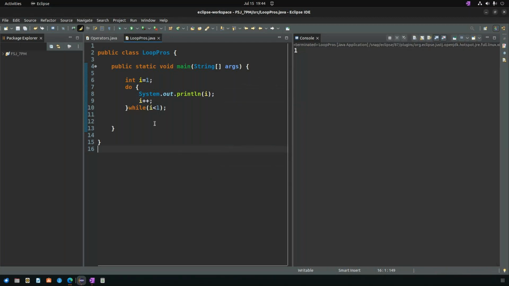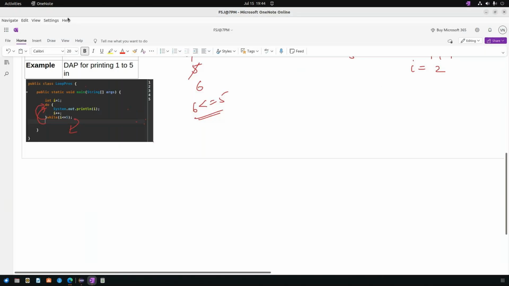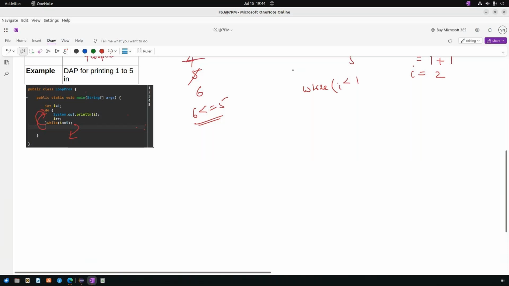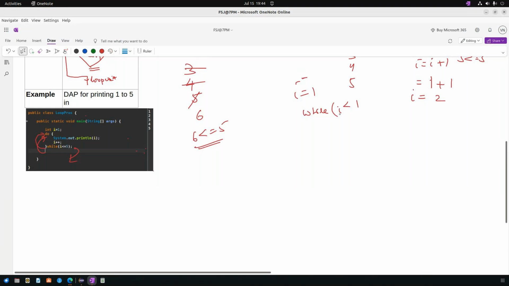But in the while, if you write the same thing, while I less than 1, with I is equal to 1, then 1 less than 1 is false. False means you will be out of the loop.